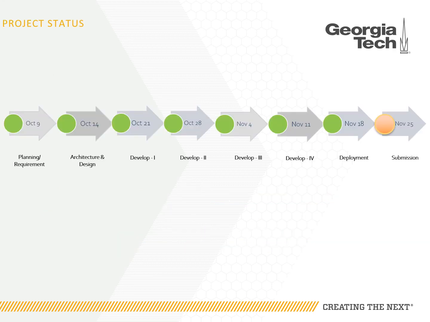In this slide, we will talk about the project status. As we can see, we had roughly a 6-week time frame for the complete project end to end. We started with the planning and requirements and completed the architecture and design, and we had roughly 4 weeks for the build phase, and we had 2 weeks for implementation and submission.